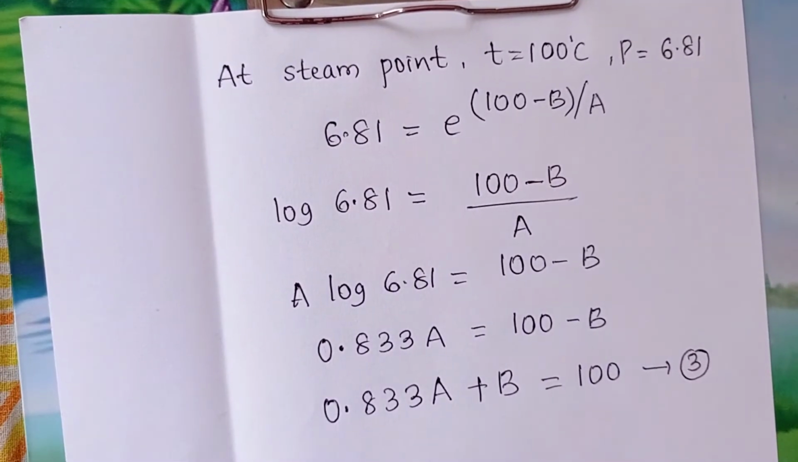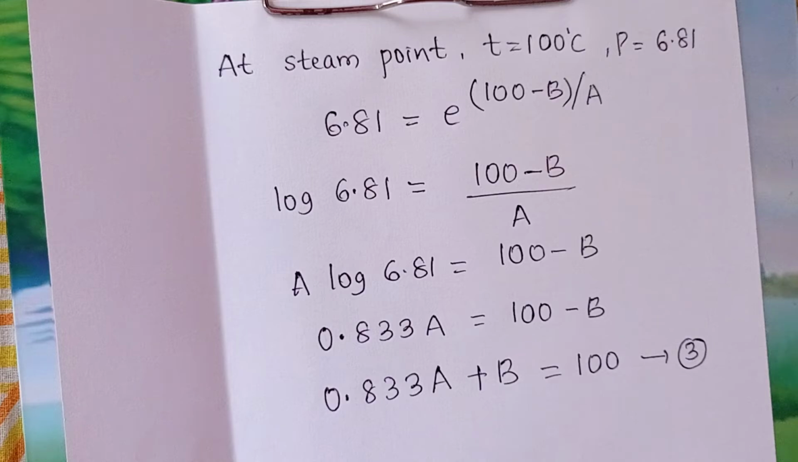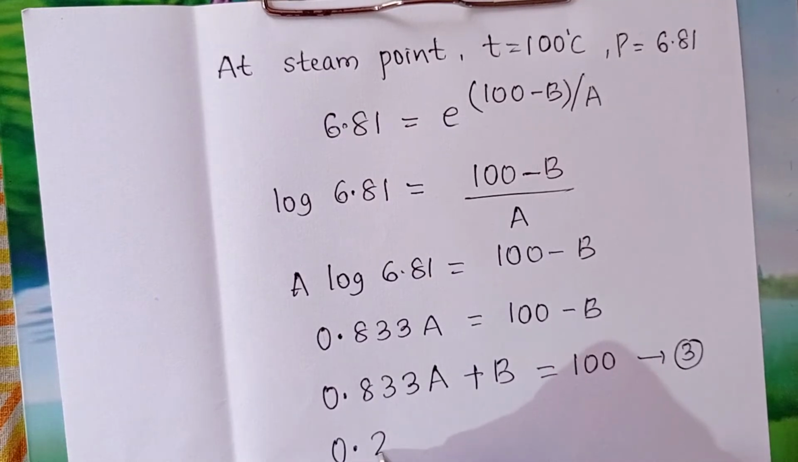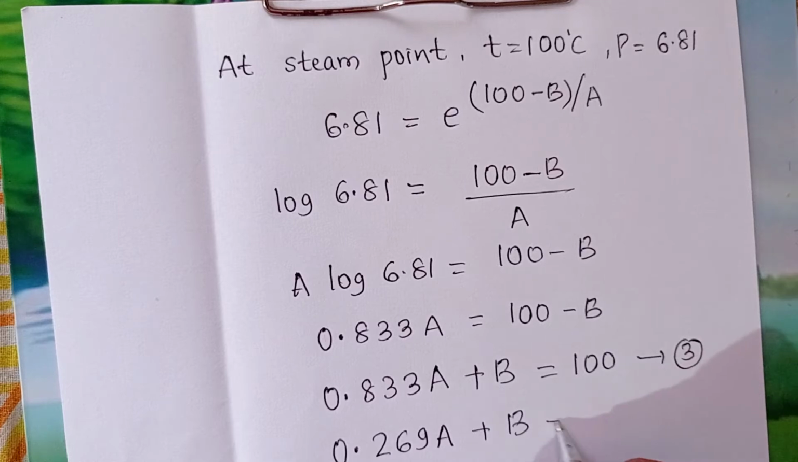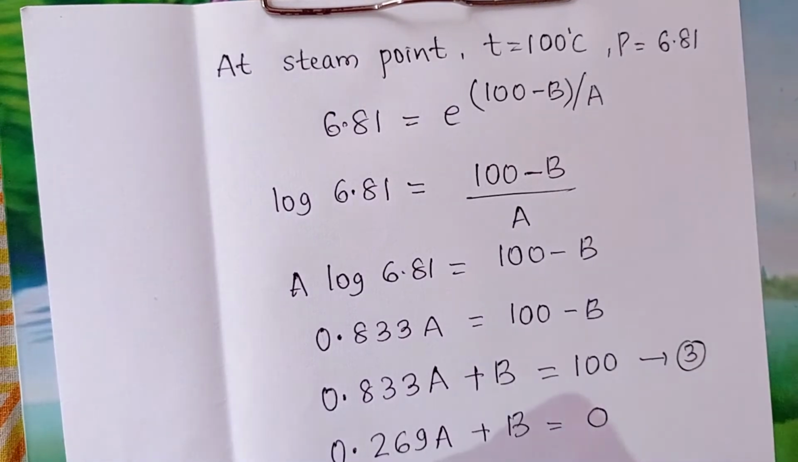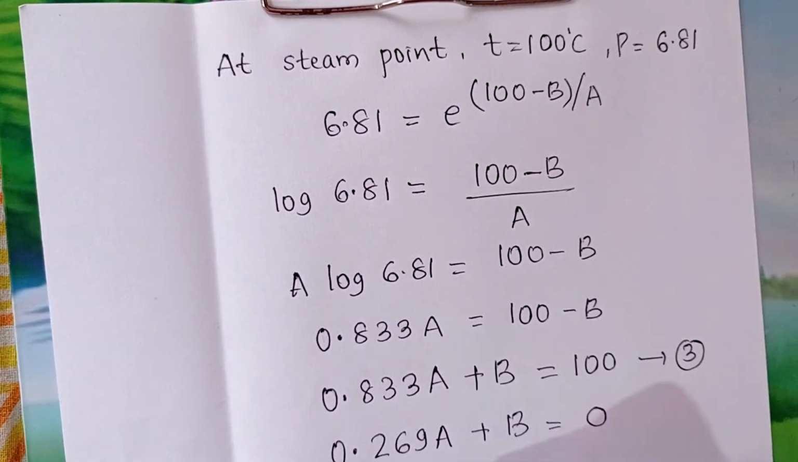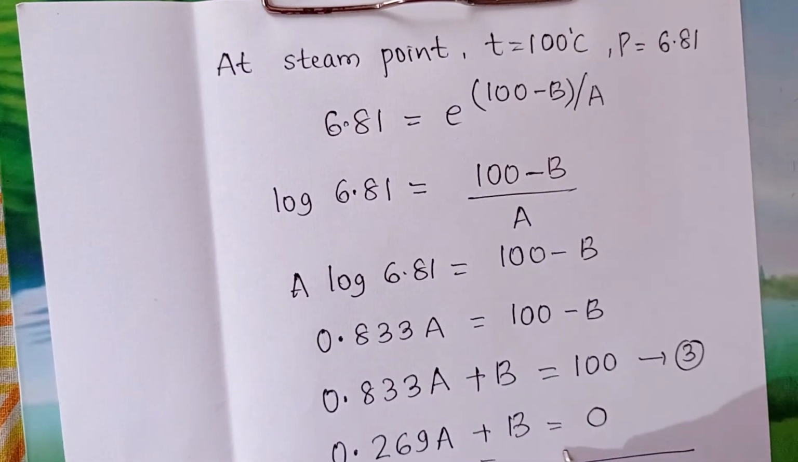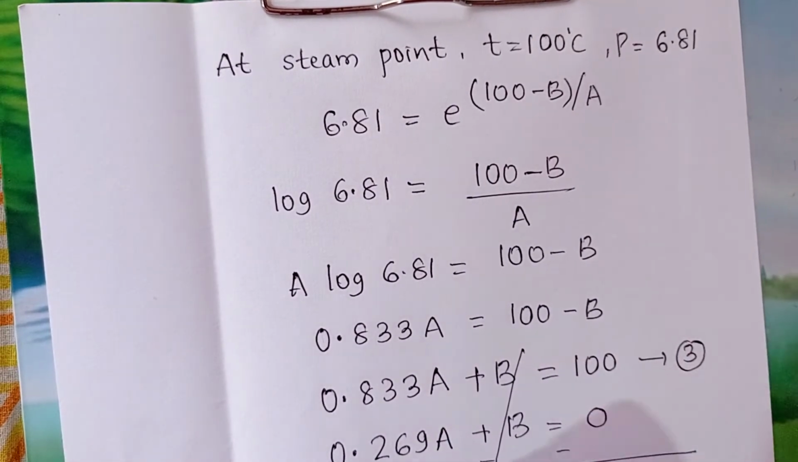So I got equation 2 as 0.269 a plus b is equal to 0, and equation 3 as 0.833 a plus b is equal to 100. So I'll write that equation 2 now. Equation 2 is 0.269 a plus b is equal to 0. So I will subtract these two equations now, and b will get cancelled.